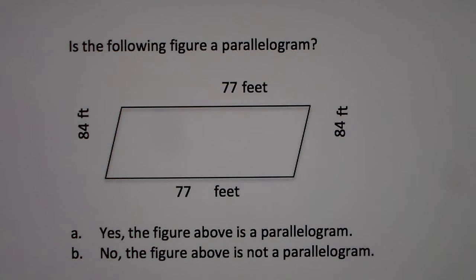And this is the following figure a parallelogram? Well, there's a couple conditions we need to know to determine if a four-sided figure is a parallelogram. First thing we need to know is that if the top and the bottom are the same length, which both of them are in this problem. They're both 77 feet. We also need to know if the two side lengths are equal to each other, which is 84 and 84. When we have that, we're good to go. We know it's a parallelogram. So number one is yes, it's a parallelogram.